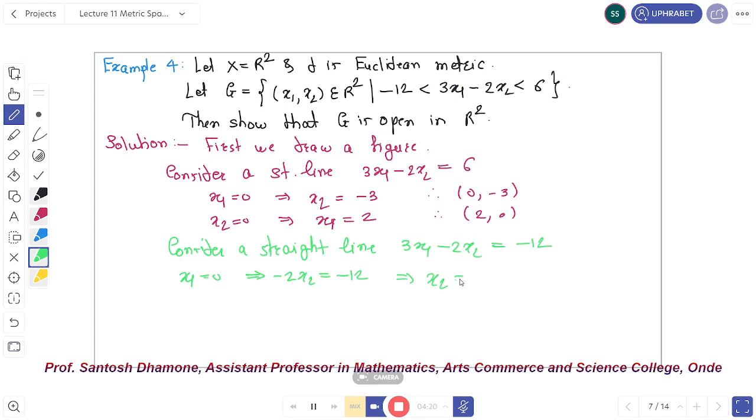Then we draw the line 3x1 + 2x2 = 12. We get the point (0, 6). And then the next point is (-4, 0). Then we draw the line.